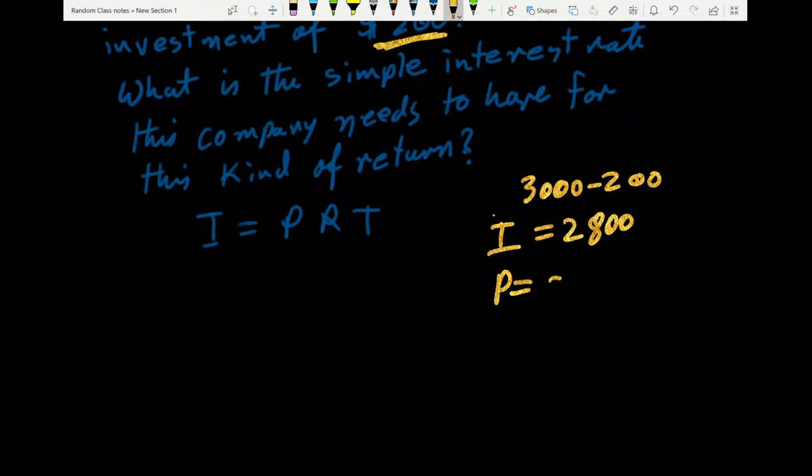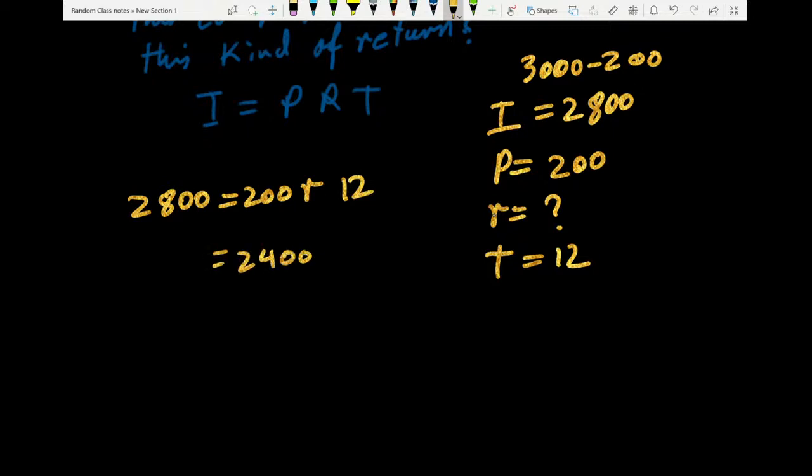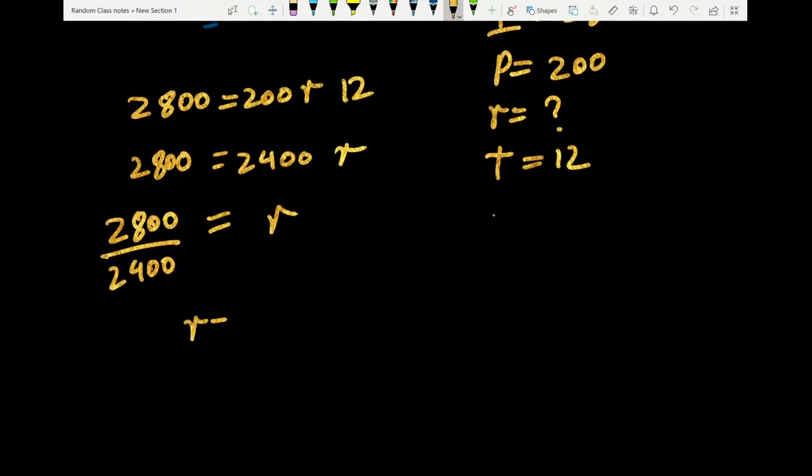P in this case is $200. R is something we don't know, and T is what in this case? 12. So now we can easily do the problem. 2,800 equals 200 times R times 12. So R is 2,800 over 2,400. And you can use your calculator. R is 1.16.